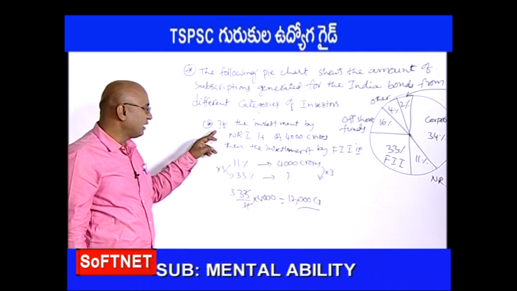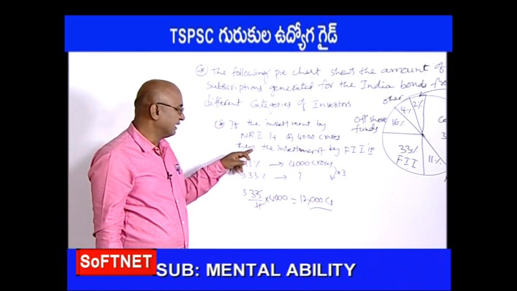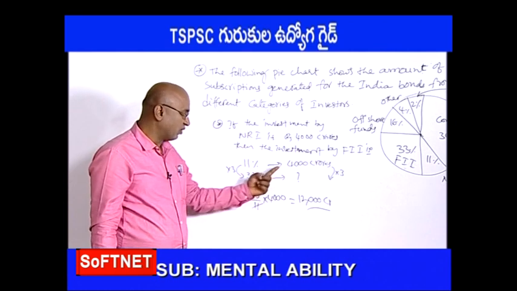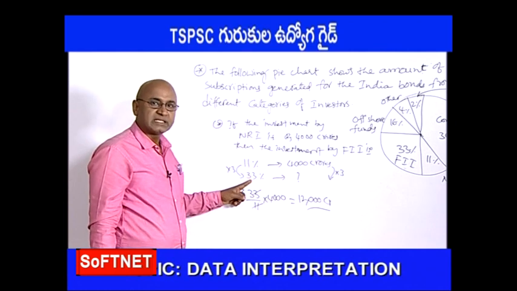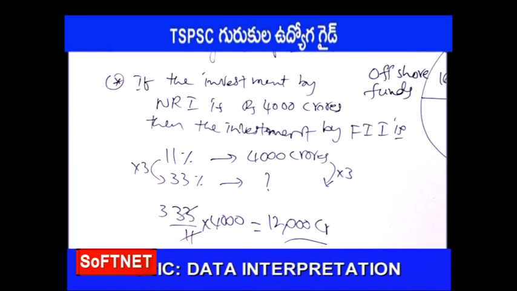So what is the problem here? If the investment by NRI is rupees 4,000 crores, then the investment by FIIs is, if 11% is 4,000 crores, then 33% is how much? That is 33 by 11 into 4,000, which will give you 12,000 crores rupees.